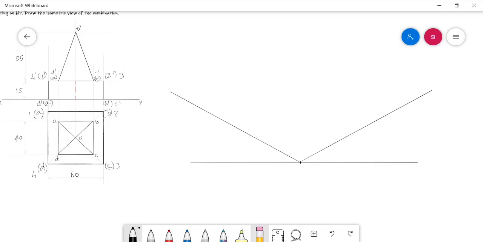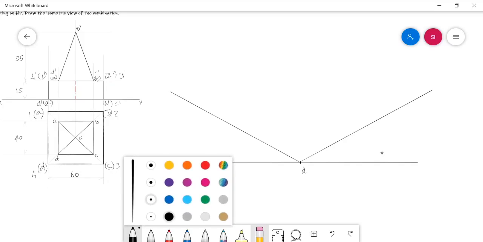Now I can start to draw the isometric view of the bottom solid first. That is a square slab with 60 mm side and 15 mm thickness. Here the bottom left corner of the square slab is D. That D can be located at the origin of the isometric axis, and then with the length of 60 mm, the side length, in the left side I need to mark the corner A, and in the right side with the 60 mm length I have to mark the corner C.